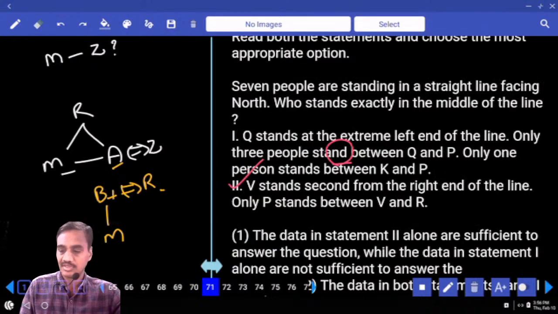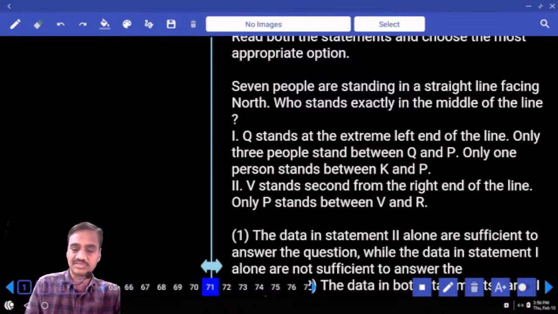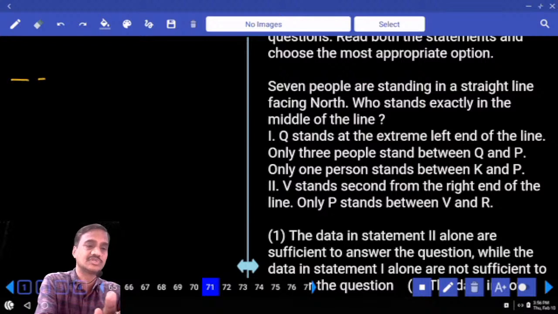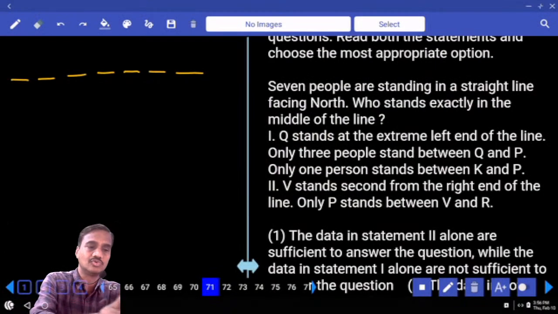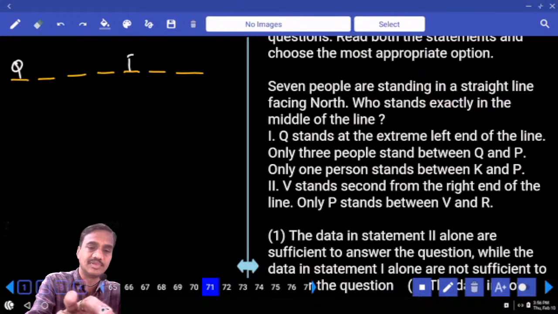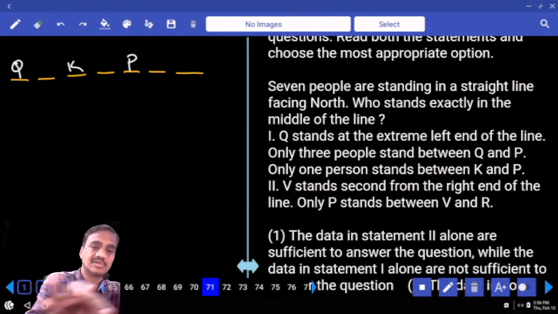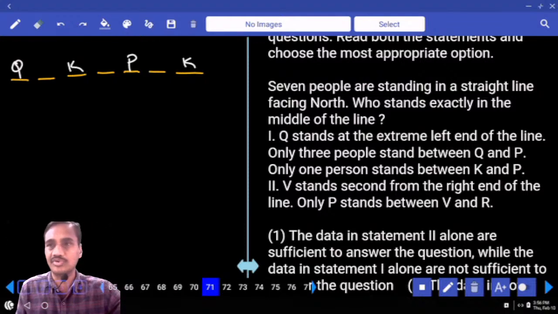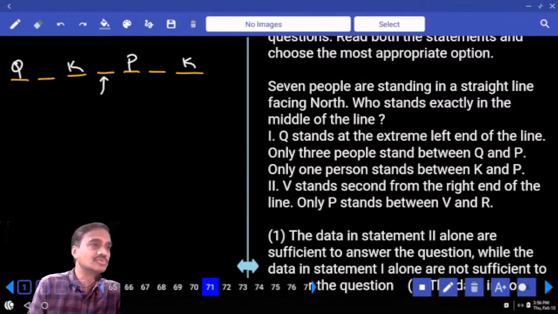Question number 70. Then 71. Now in this 71, 7 people are standing in a straight line and they are facing towards which direction? North. 3, 4, 5, 6, 7. And Q stands at the extreme left end of the line. And only 3 people between Q and P. P is here. And only 1 person between K and P. Hence K can be here or K can be here. And 1 alone is not sufficient because we cannot identify the person who is at the 4th place.